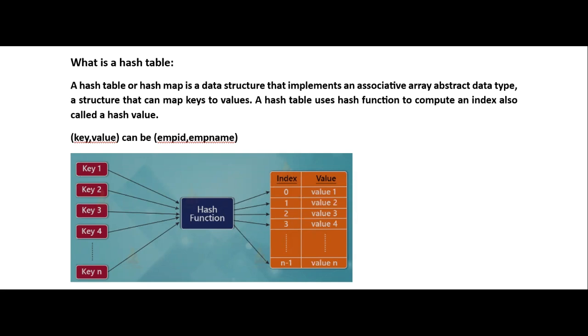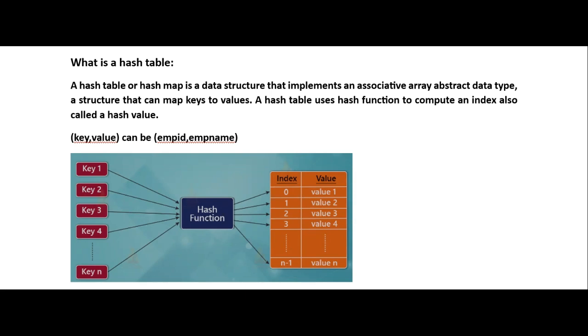Today I'm going to discuss what a hash table is. A hash table or a hash map is a data structure that implements an associative array abstract data type. So it's an array, with index numbers, and a structure that can map keys to values. Here the keys could be employee ID and the values could be employee name, or the customer ID and the value could be the customer name, and so on.